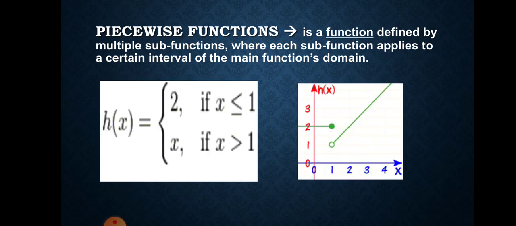Punta po tayo rito sa piecewise functions ulit. h of x is equal to 2, ang condition niya, if x is less than or equal to 1. And isa pa pong function, x, if x is greater than 1. So, ibig sabihin, meron po tayong dalawang sub-functions, yung 2 tsaka x. Kung makikita po natin sa graph, ang 2 po, x is less than or equal to 1. So, ibig sabihin, gagamit po tayo ng shadowed hole.